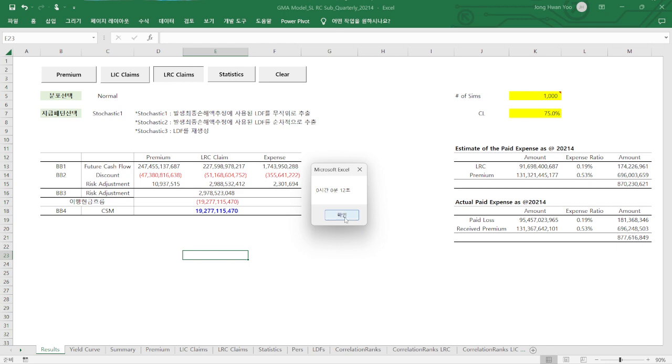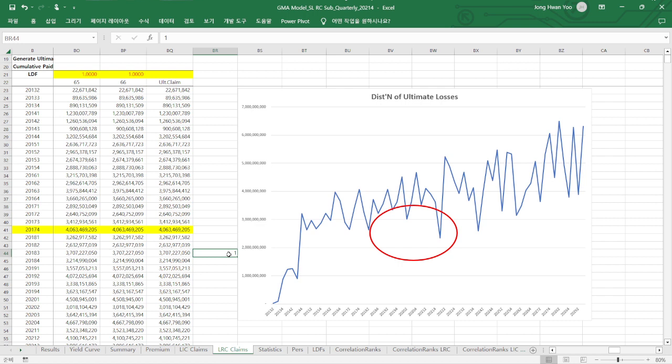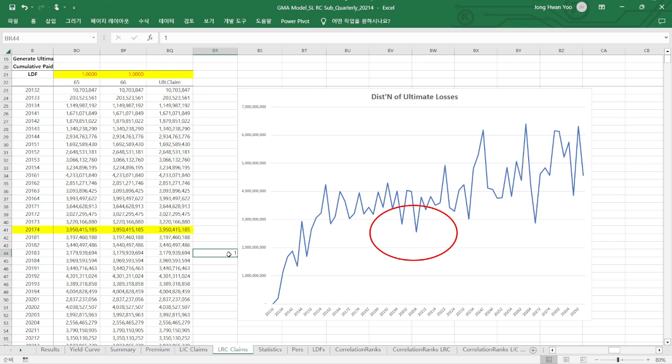It doesn't take that long, only 12 seconds. And then here it's done, right? And here, look at it, it's a very much upward trend. It means that here, even though down there I calculated on a future calendar year basis to apply the discount, here I just draw this ultimate claim columns. You can see this area.